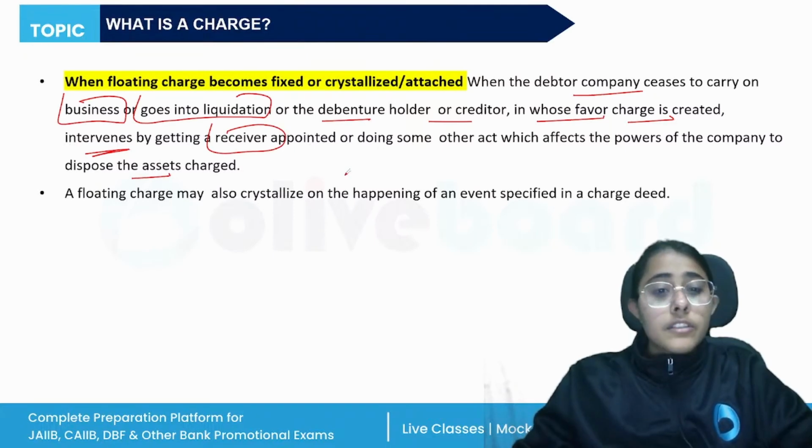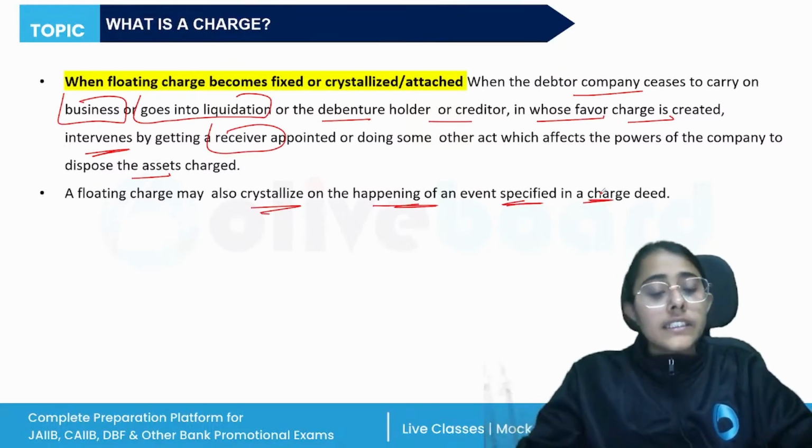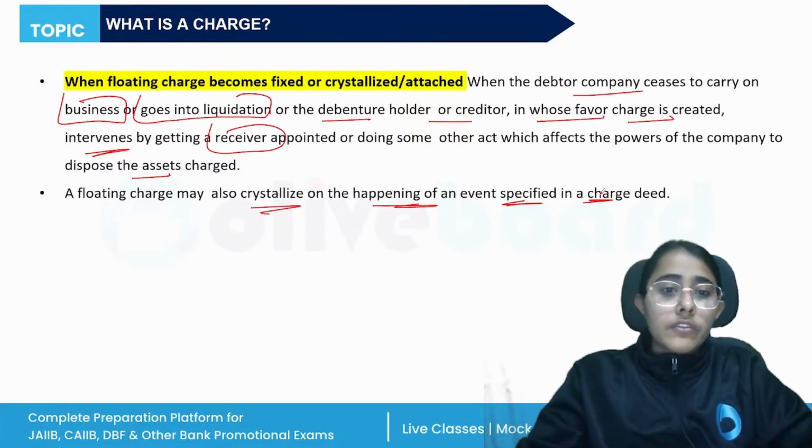And the floating charge may also crystallize on the happening of an event specified. If, let's say, in the starting of the charge deed it was mentioned that after a year this floating charge will be converted into a fixed charge, it will be crystallized, then also it will change.